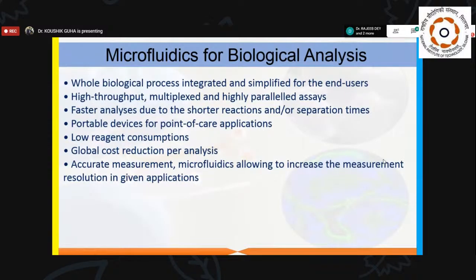The whole biological process is integrated and simplified for the end users, with high throughput, multiplexed, and highly parallel assays, and portable devices for point of care applications. Analysis is faster due to shorter reaction and separation times, because your amount of fluid is very, very small. That's why the time is very small, but precision is also very high. Accurate measurement: microfluidics allows you to increase the measurement resolution in a given application. So that's why microfluidics is becoming very, very popular.